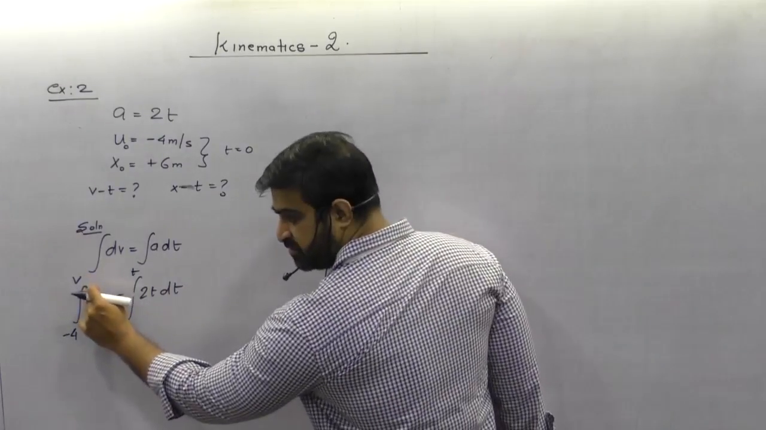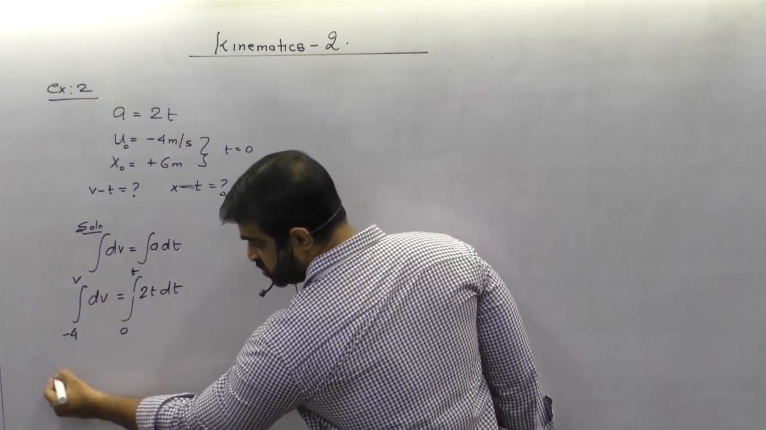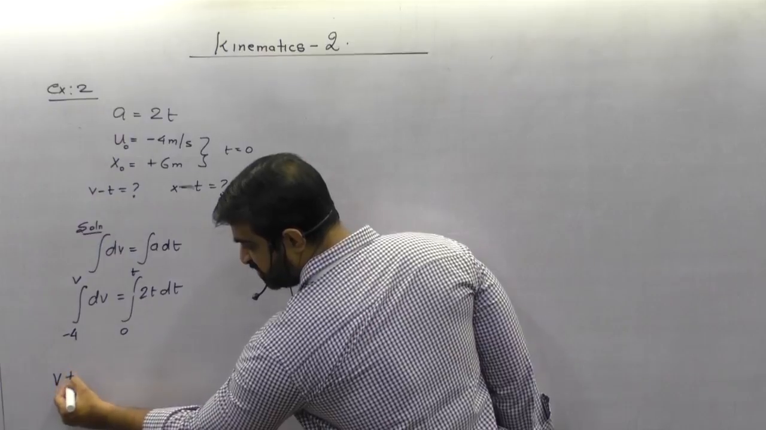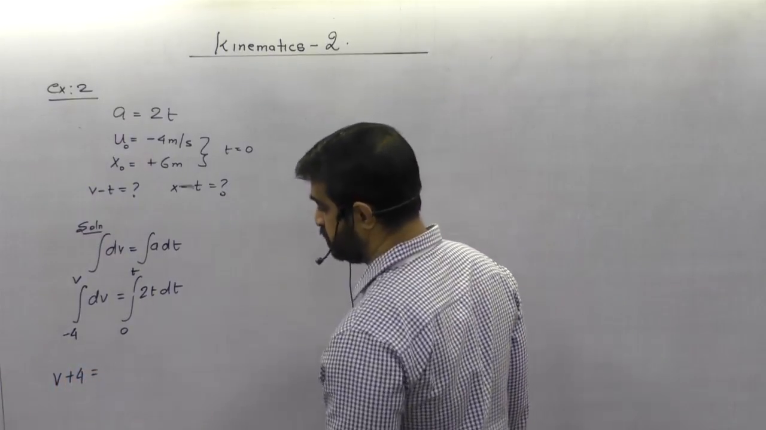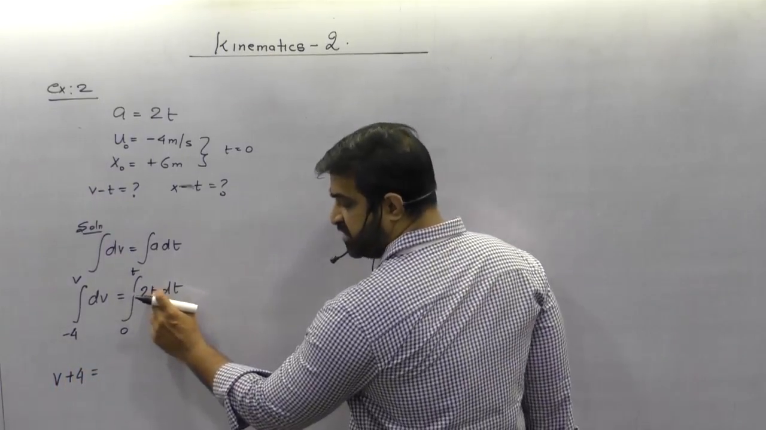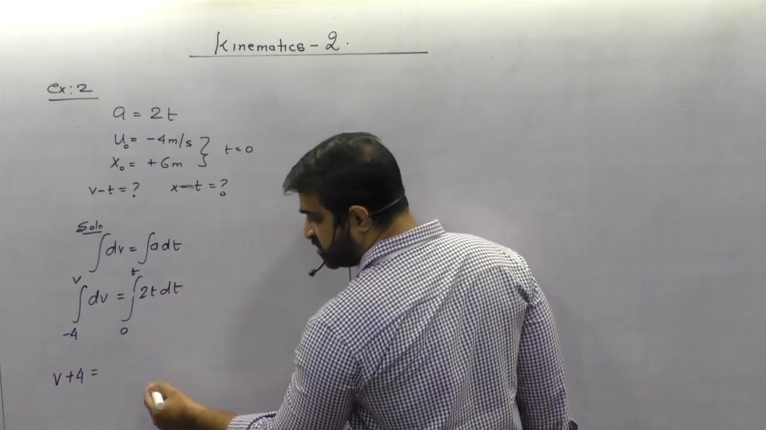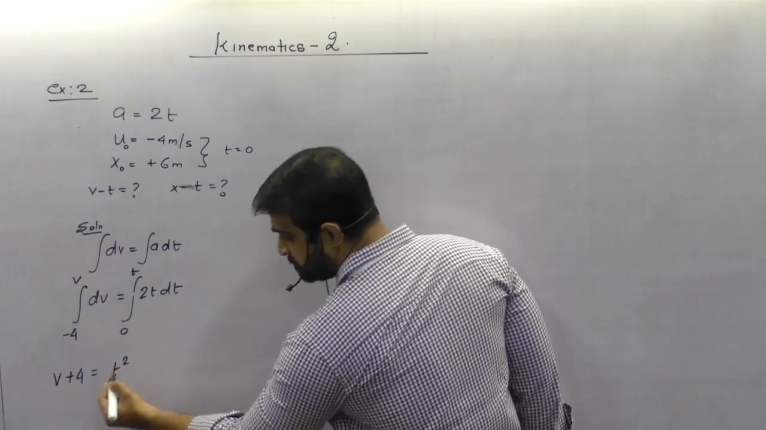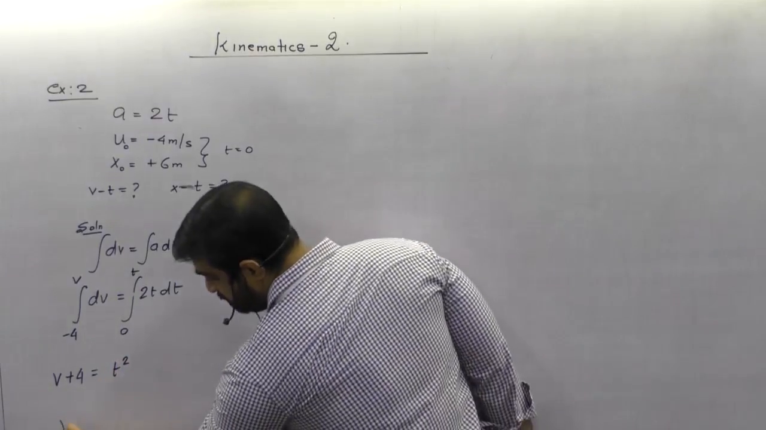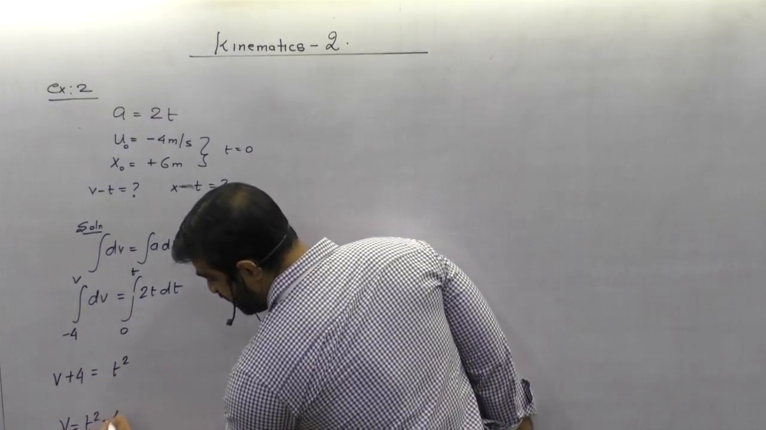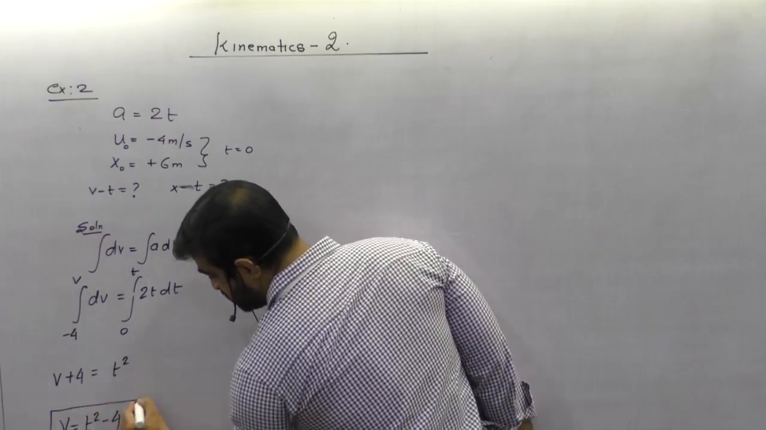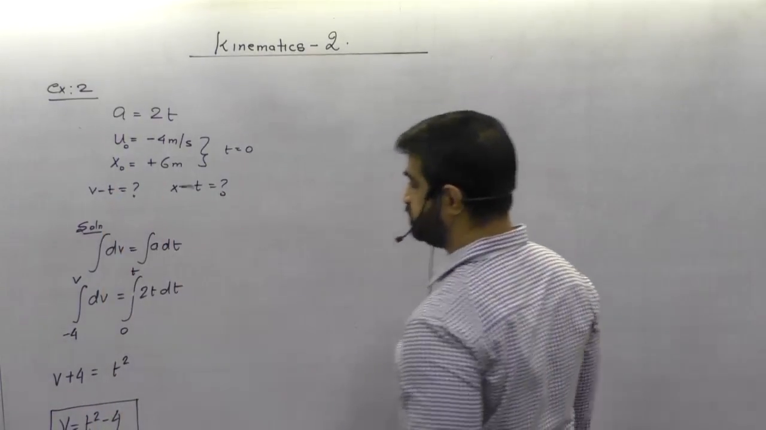Integration of dv is v. That will become upper minus lower. So it will become v minus minus 4. It will become plus 4. And 2t dt ka integration will become t square by 2. So this 2, 2 will cancel, will become t square. So v will become t square minus 4. This is the vt equation which we got.